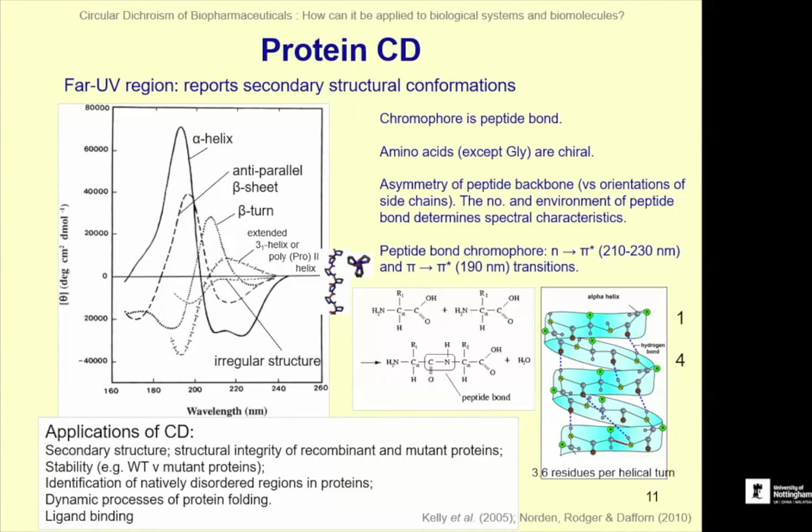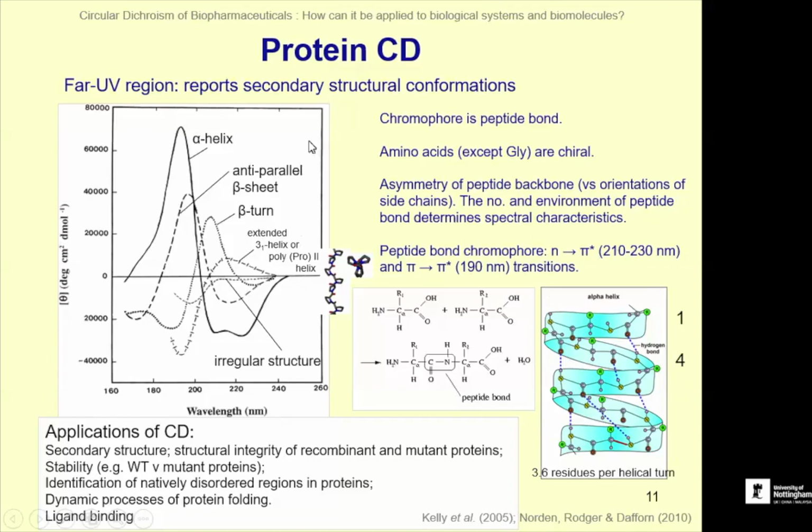Right, so let's turn to some specific biological molecules. Protein, for example. What can CD do for protein studies? We can look in the far UV, which is usually about 160 to 260 nanometers. The far UV will report on structural conformational changes to the secondary structure of the protein. That's because the chromophore is the peptide bond, and it's the environment of the peptide bond which it's reporting on.